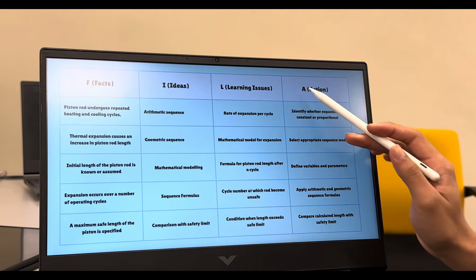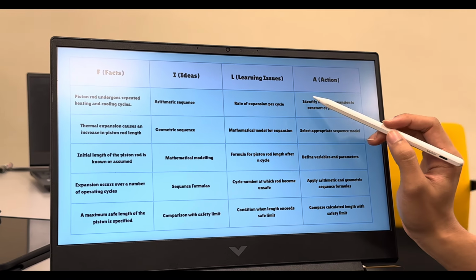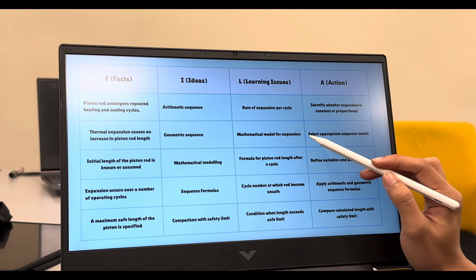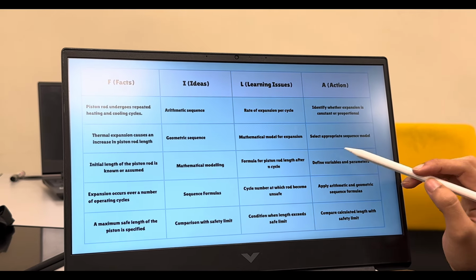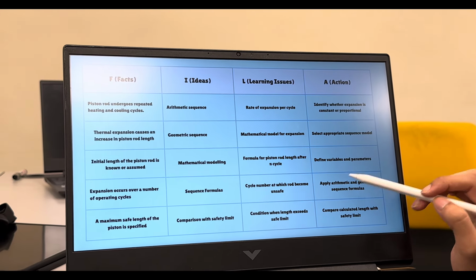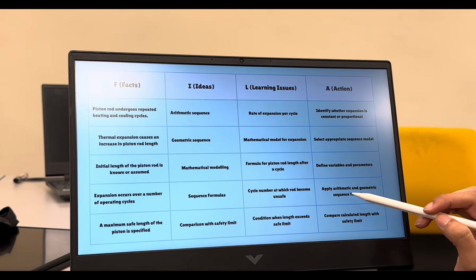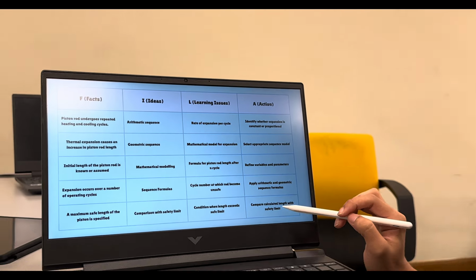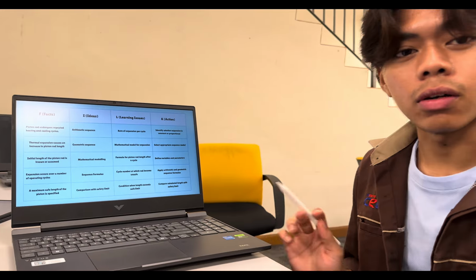And the last of the PBL is action. Identify whether expansion is constant or proportional. Select the appropriate sequence model. Define variables and parameters. Apply arithmetic and geometric sequence formulas. And the last one is compare the calculated length with the safety limit. Alright, that's it. Next, we do the solution for part A, the arithmetic model.